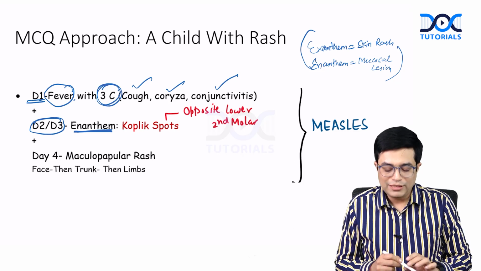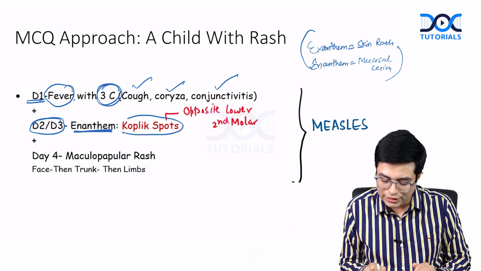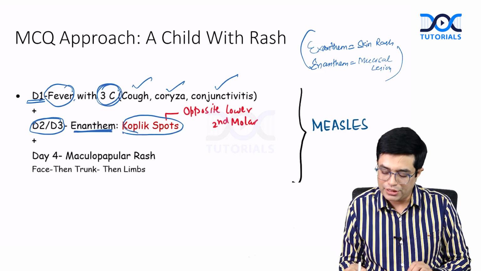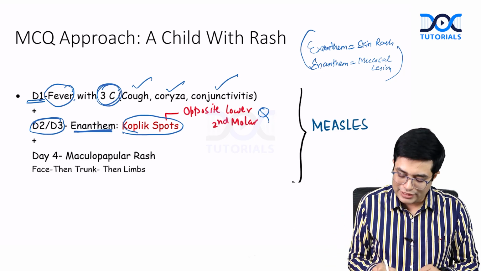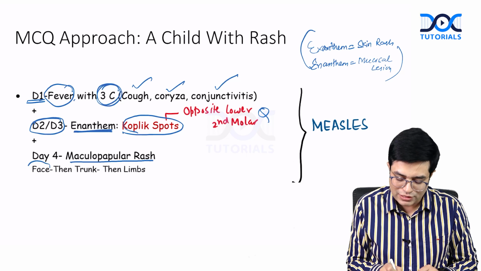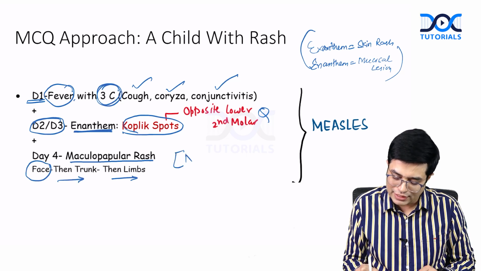So on day 2 or day 3, they will have a mucosal lesion or enanthem. What kind of mucosal lesion? Koplik spots. Where do the Koplik spots appear? Past MCQ point, opposite the lower second molar tooth. Day 4, there will be a maculopapular rash. The rash first appears on the face, then goes to the trunk, then to the limbs, and it is always a non-itchy rash.